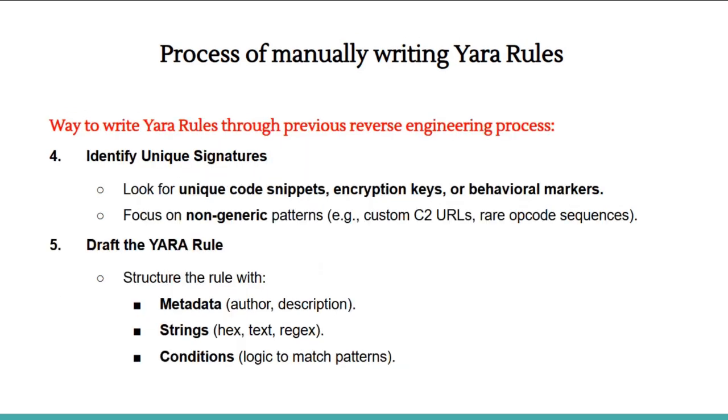Now, the Yara rules also contain some unique signatures. For example, you can have some encryption keys or even behavioral markers as well. And you focus on non-generic patterns, for example, custom C2 URLs, or even IP addresses. So this is the way forward that you want to do for the creation of the Yara rule. So you have metadata, you have strings, and you have conditions that you can include. And one Yara rule can match with multiple malwares, or a class of malwares as well. So this is the whole mechanism.